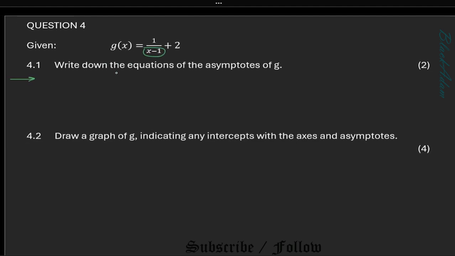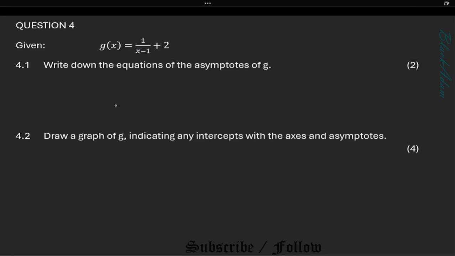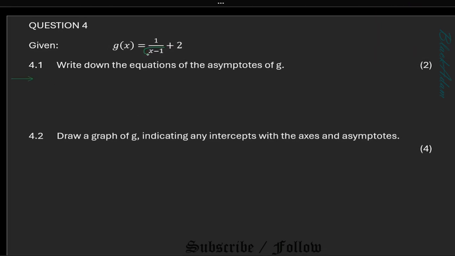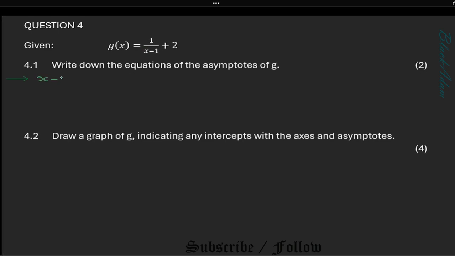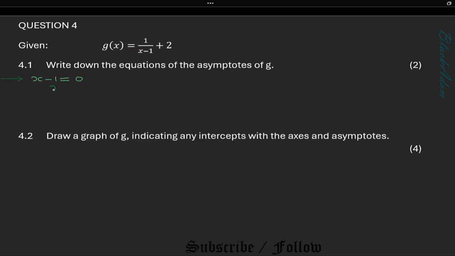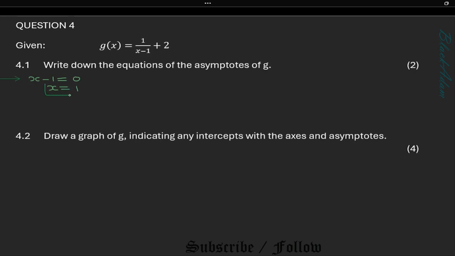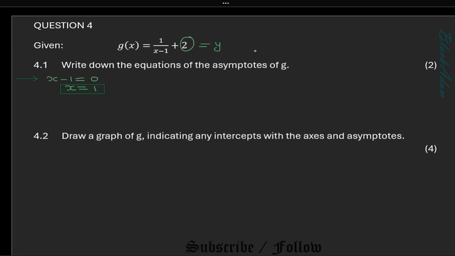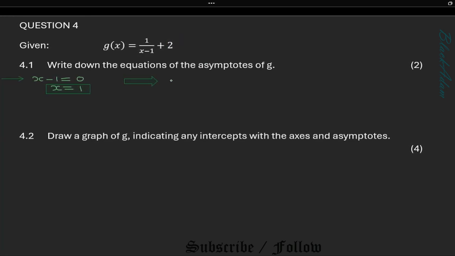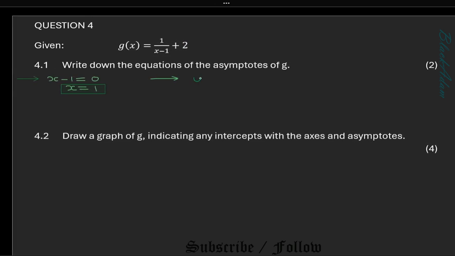So we have there x minus 1. So the asymptote should be x minus 1 equals 0. So we're going to say x minus 1 is equal to 0, and then x is going to be positive 1. Then our y is going to be exactly what we see, it's 2. So we have y equals 2. That's our asymptote.